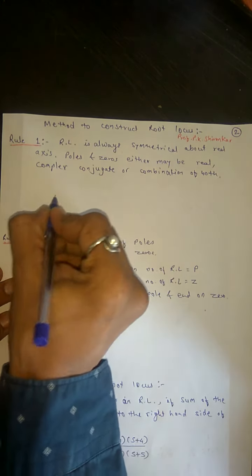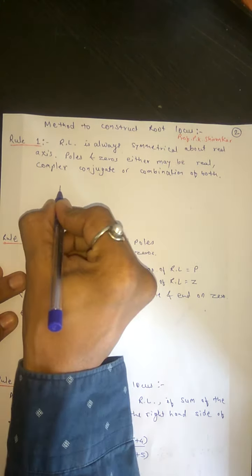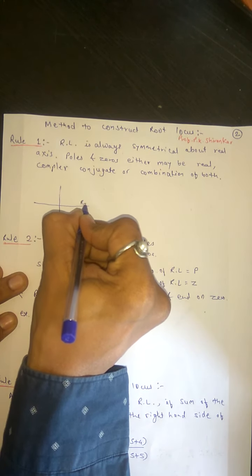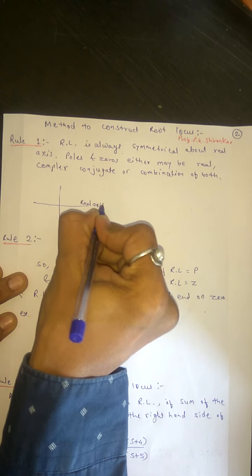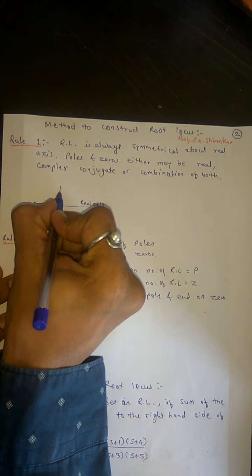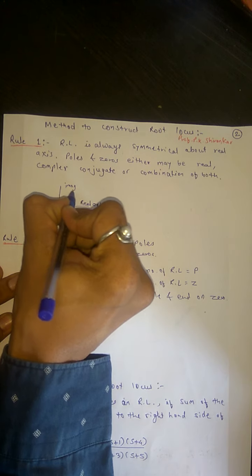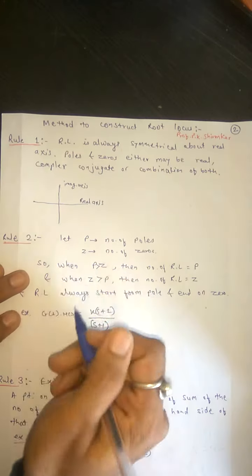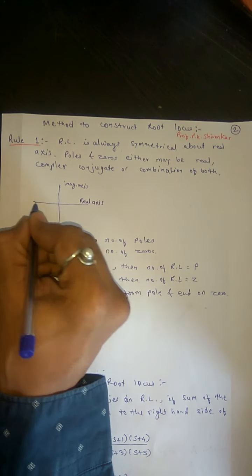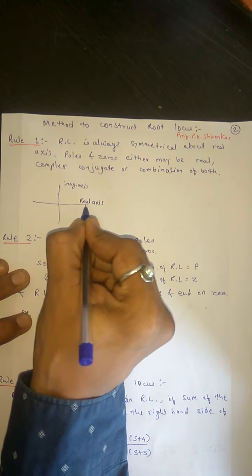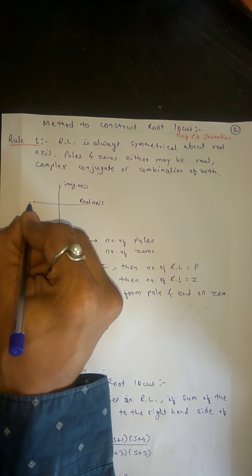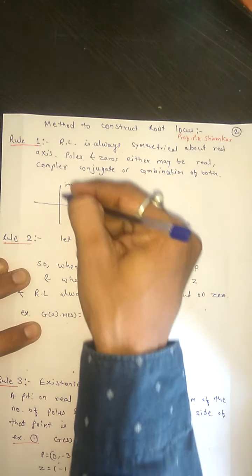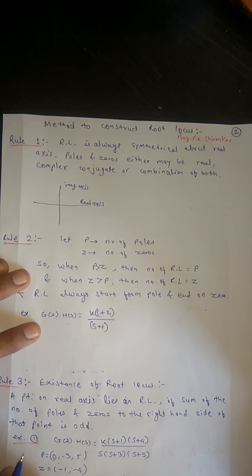What does it mean? When we construct root locus on a graph, which is called the S-plane, on this is the real axis and the vertical axis is known as the imaginary axis. All the values of poles and zeros we plot here, among which all real values will plot on the real axis and all imaginary values will plot on the imaginary axis.